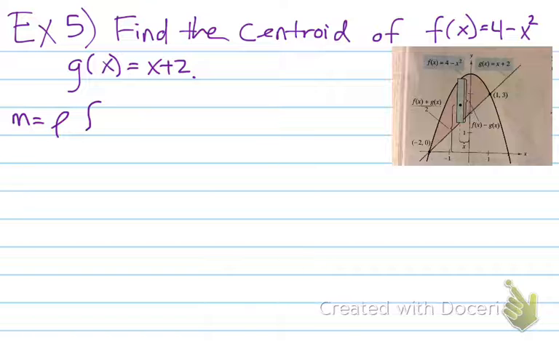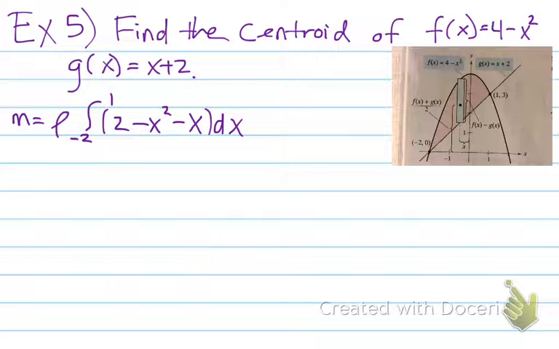So it's from negative 2 to 1 of f of x minus g of x, the integral of f of x minus g of x. So that would be 4 minus x squared minus x minus 2. So that actually becomes 2 minus x squared minus x if you combine ahead of time. dx.